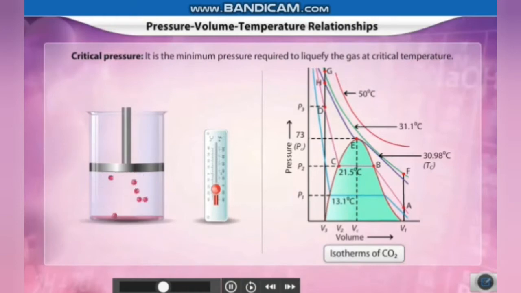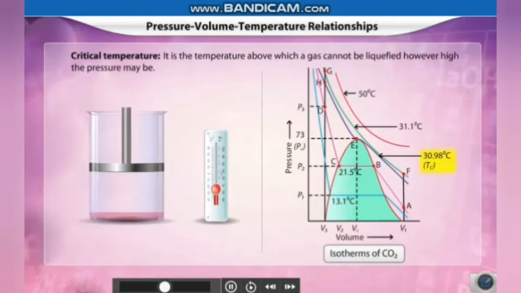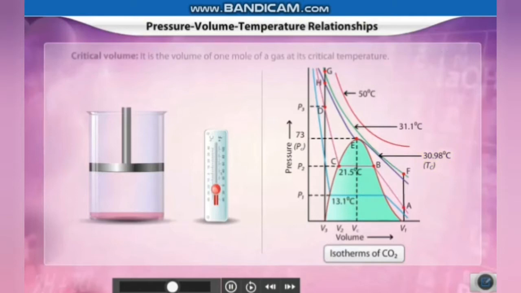Similarly, 30.98 degrees Celsius is the highest temperature at which liquid carbon dioxide appears. This temperature is called critical temperature, which is the temperature above which a gas cannot be liquefied however high the pressure may be. The volume of 1 mole of a gas at critical temperature is called the critical volume. So it is the volume of 1 mole of a gas at its critical temperature.